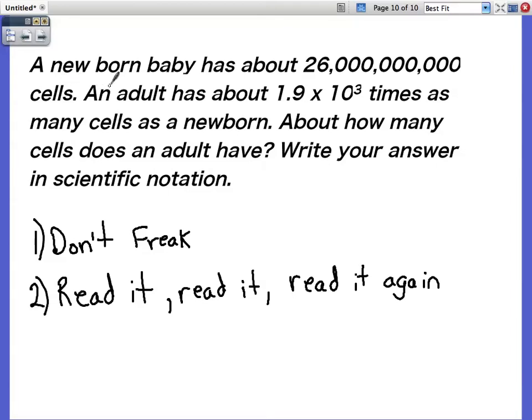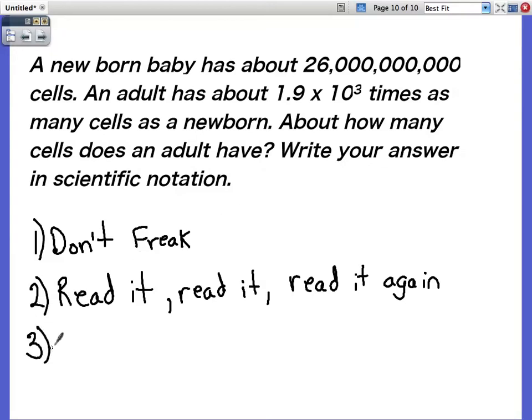A newborn baby, newborn babies are cute. A newborn baby has about 26 billion cells. Wow, that's a lot of cells. An adult has about 1 9/10 times 10 to the third times as many cells as a newborn. About how many cells does an adult have? Write your answer in scientific notation.